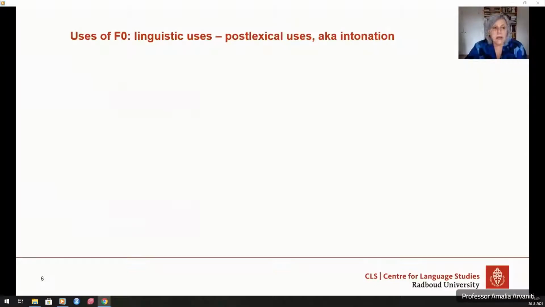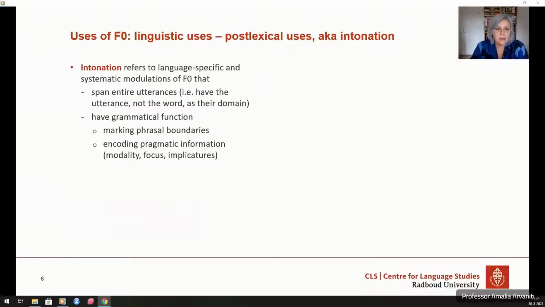So, as mentioned, F0 has also another use, post-lexical use, which is what we know as intonation. So, intonation, to be more precise, refers to language-specific and systematic modulations of F0 that have two characteristics. First, they span entire utterances, or their domain is not the word, but the utterance. Second, they have some type of grammatical function, and the ones that we know pertain to most languages include marking phrasal boundaries and encoding pragmatic information. The boundaries come from the prosodic metrical structure we mentioned earlier.